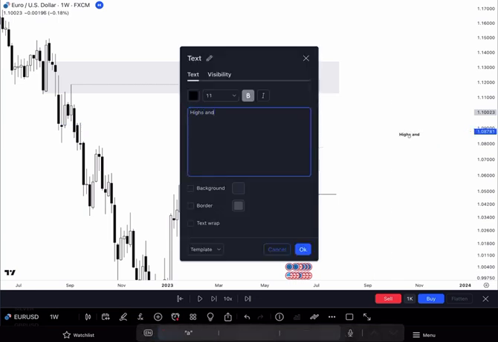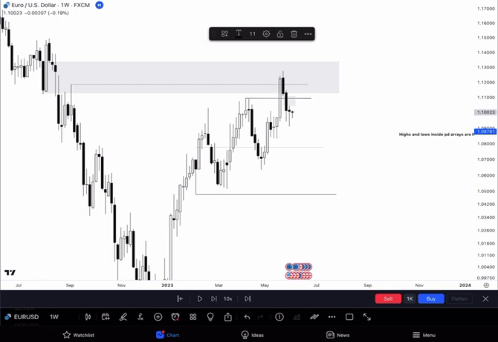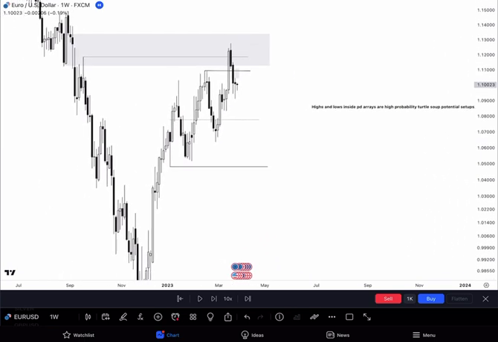Highs and lows inside PD arrays are high probability, horrible spelling, high probability turtle soup potential setups, right? Because as we know, nothing is set in stone. It is a game of probabilities, right? Get this. That is for the notes.